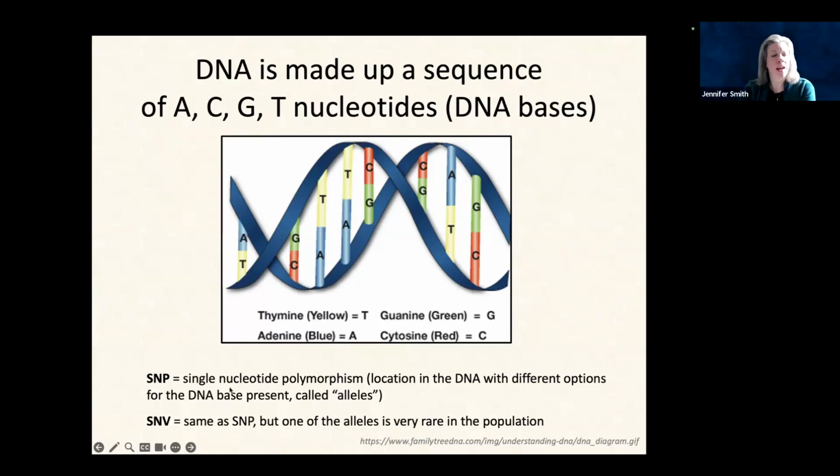Two different alleles. That's a single nucleotide polymorphism, or a single nucleotide variant, which is the same thing, but just when one of those versions is very, very rare in the population. So when these words come up later, you won't be surprised by them. It just means a different version of a base at a particular location.